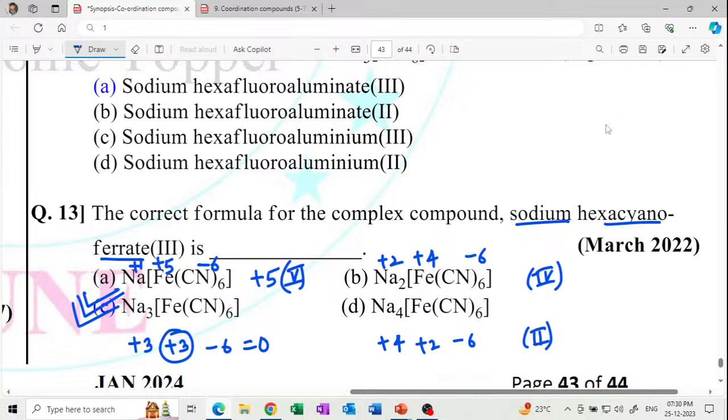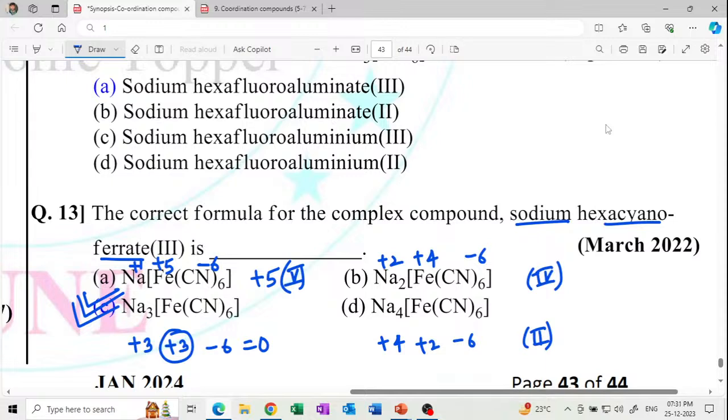This is a very important question. Get it, even? Is there any doubt? This is a very important question for your upcoming board exam. Same type of question. Then the correct formula of the complex: how to calculate the correct formula? Just by calculating the oxidation state.